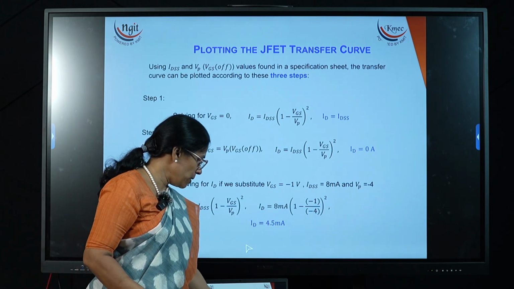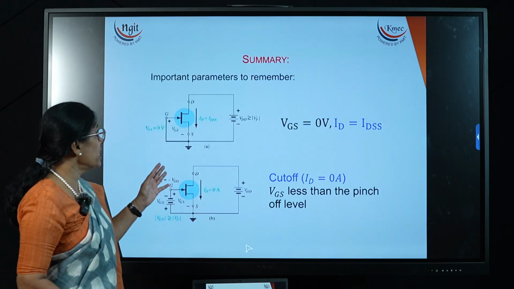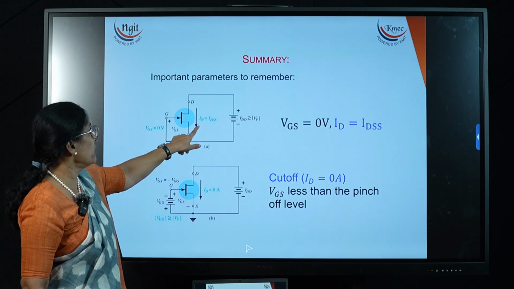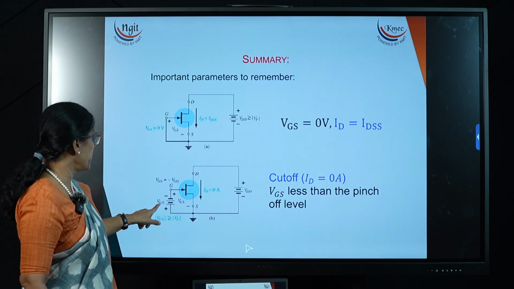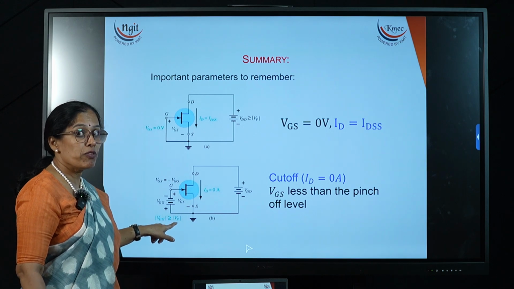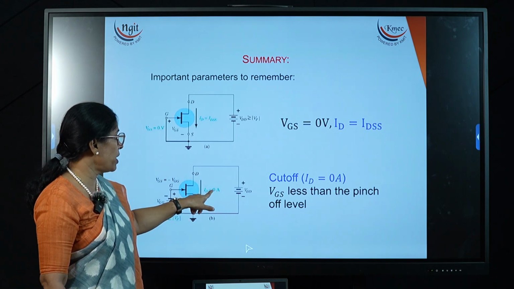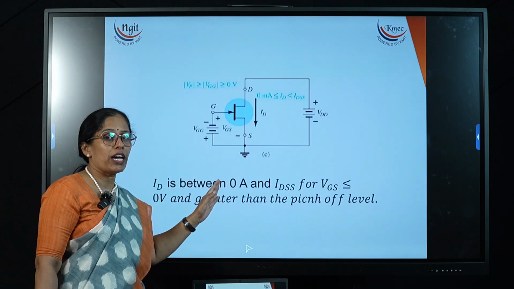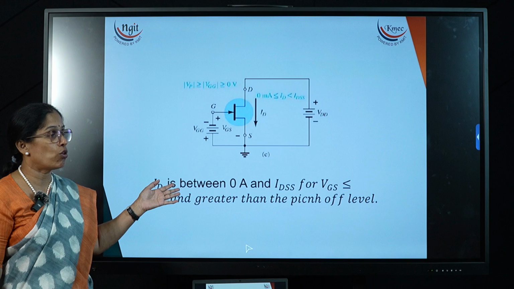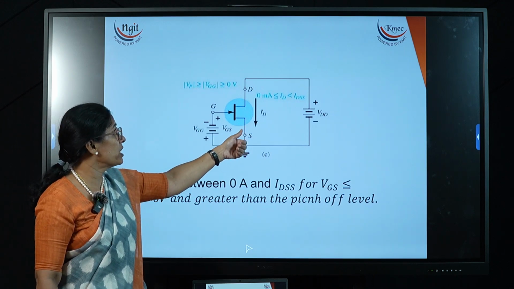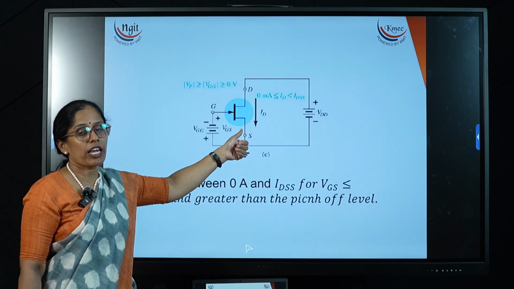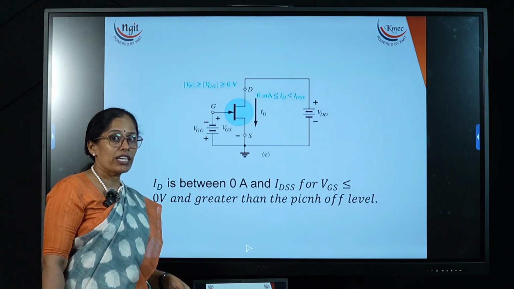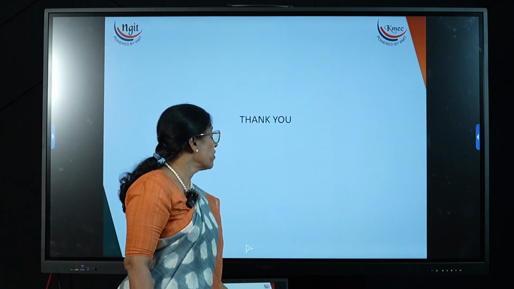So this is about the ID current, and these are the circuit diagrams. When VGS is equal to 0, then ID is equal to maximum. When VGS is equal to the cutoff, then ID is equal to 0. If VGS is in between VGS cutoff and 0, then in this circuit we get some ID. That ID can be calculated by using the drain current expression. Now this is about the two characteristics of the FET. Thank you.